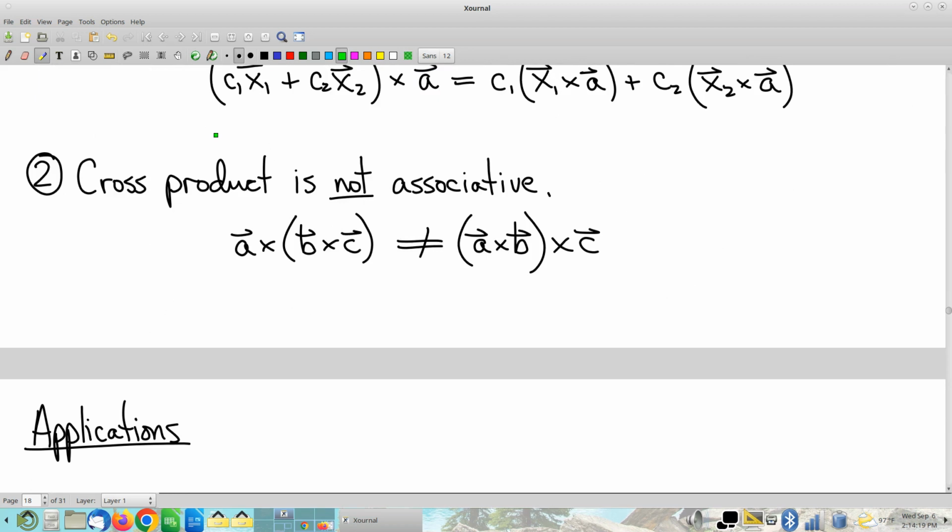Okay, so real quick, another landmine to be wary of. We're accustomed to taking parentheses and moving them around willy-nilly. You can't do that with cross products. Not only is it not commutative, it's also not associative. So again, heads up, be careful.